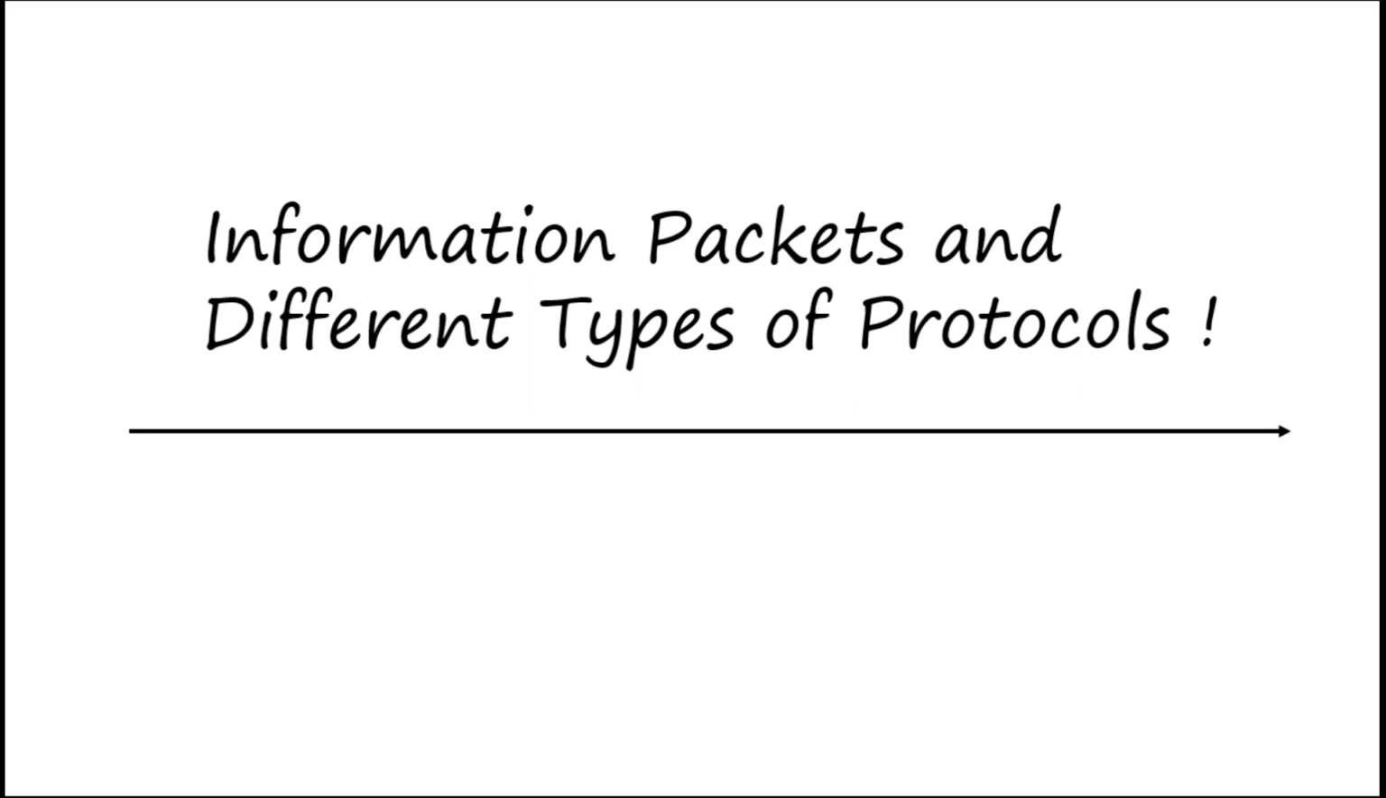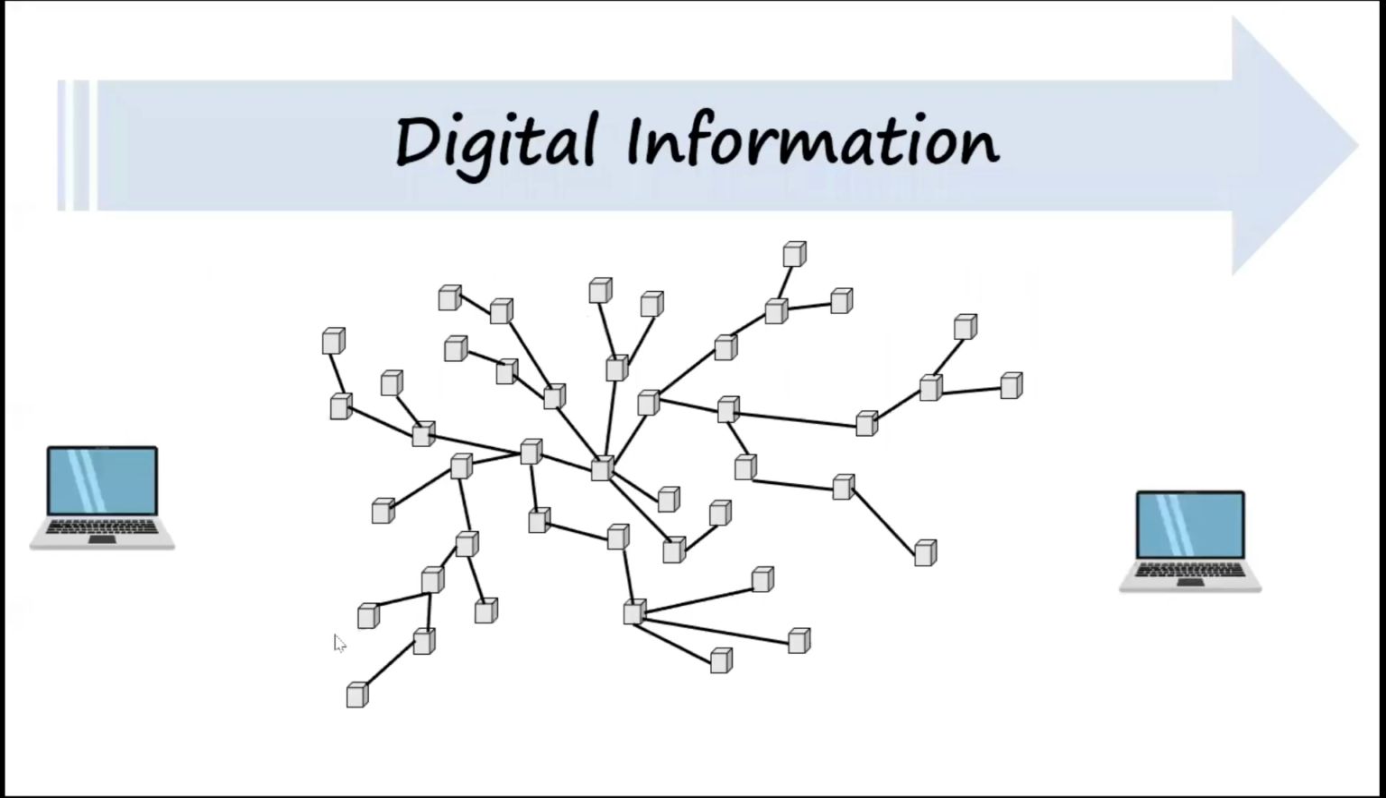Packets of information. Before we move to this new topic, first let's do a quick recap. So you all know that internet is all about sending digital information. It's about getting binary information from one computer and sending it to the other computer. And these computers have to be on the same network. They need to be connected on the same network.